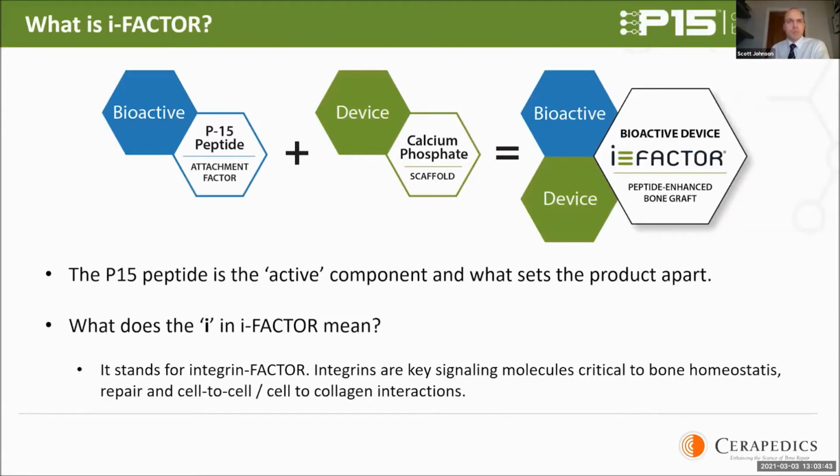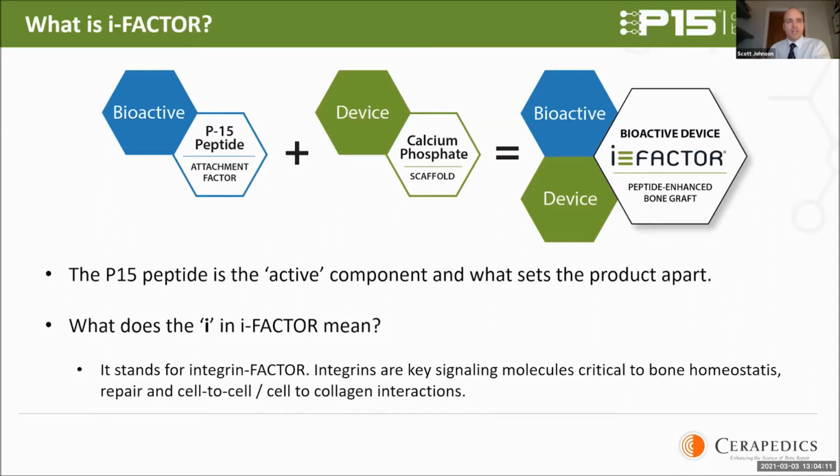iFactor peptide enhanced bone graft is a composite bone graft which combines an osteoconductive scaffold with a bioactive peptide to form a composite bioactive bone graft. What makes iFactor unique is this combination of a bioactive peptide with a calcium phosphate scaffold to form a biomimetic bone graft. What does the I in iFactor mean?